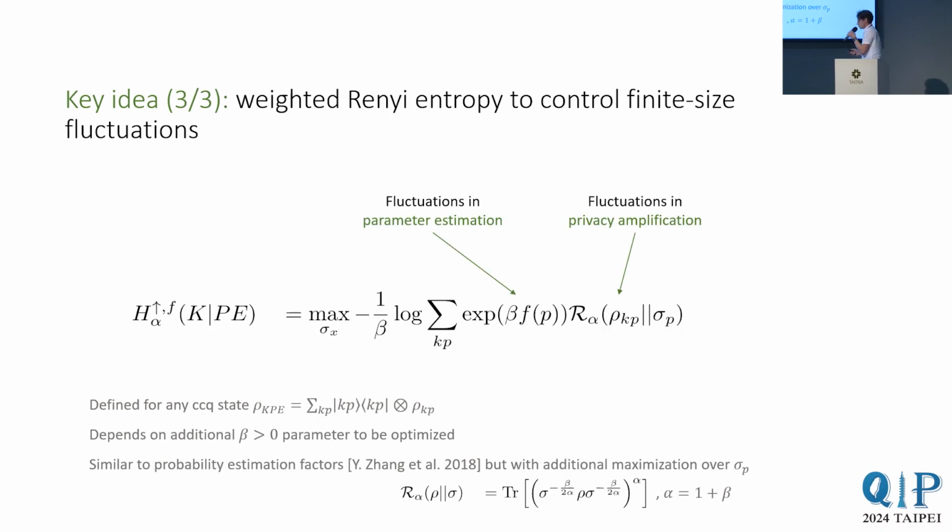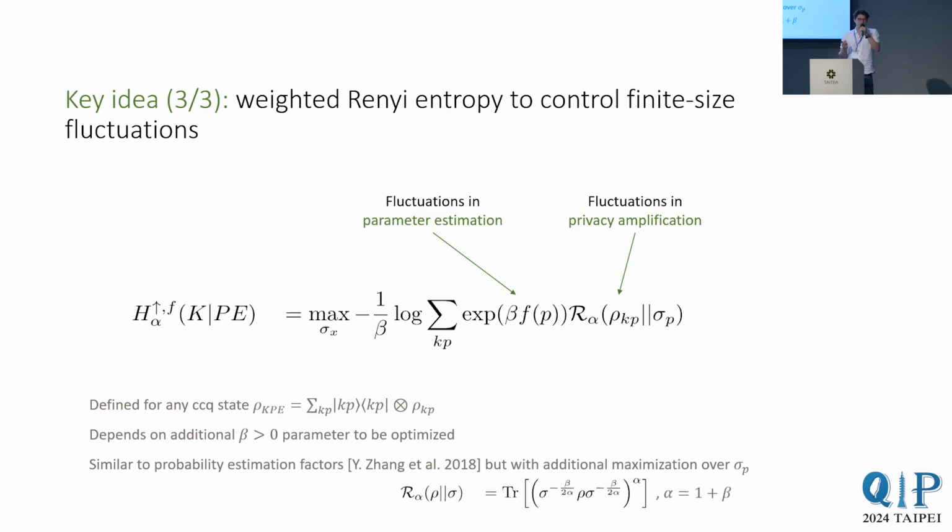But if you want to prove the security at a finite size level, there are two kinds of statistical fluctuation that we must consider. The first one has to do with parameter estimation. Basically, the idea is to build confidence intervals for different parameters. And the second one has to do with privacy amplification. Usually in security proofs, these two fluctuations are considered independently in different steps of the protocol.